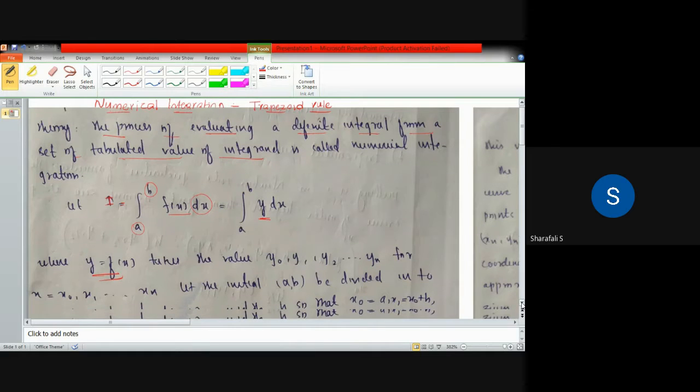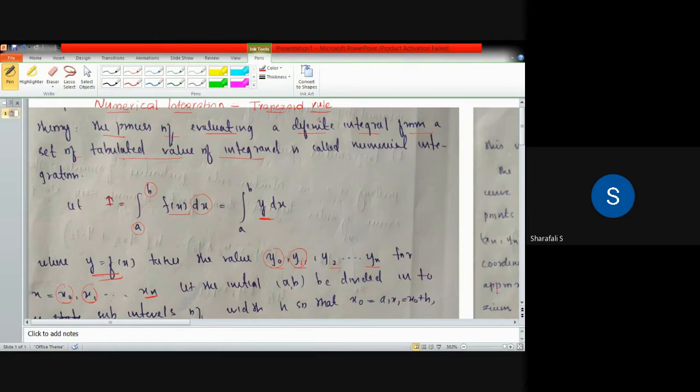So this y can take values y0, y1, y2, y3, etc., up to yn for different values of x, like x0, x1, x2, x3, etc., up to xn. For x0, we have y equal to y0. For x1, we have y equal to y1, and so on. So for different x values, we have different y values, and we will get a set of data.